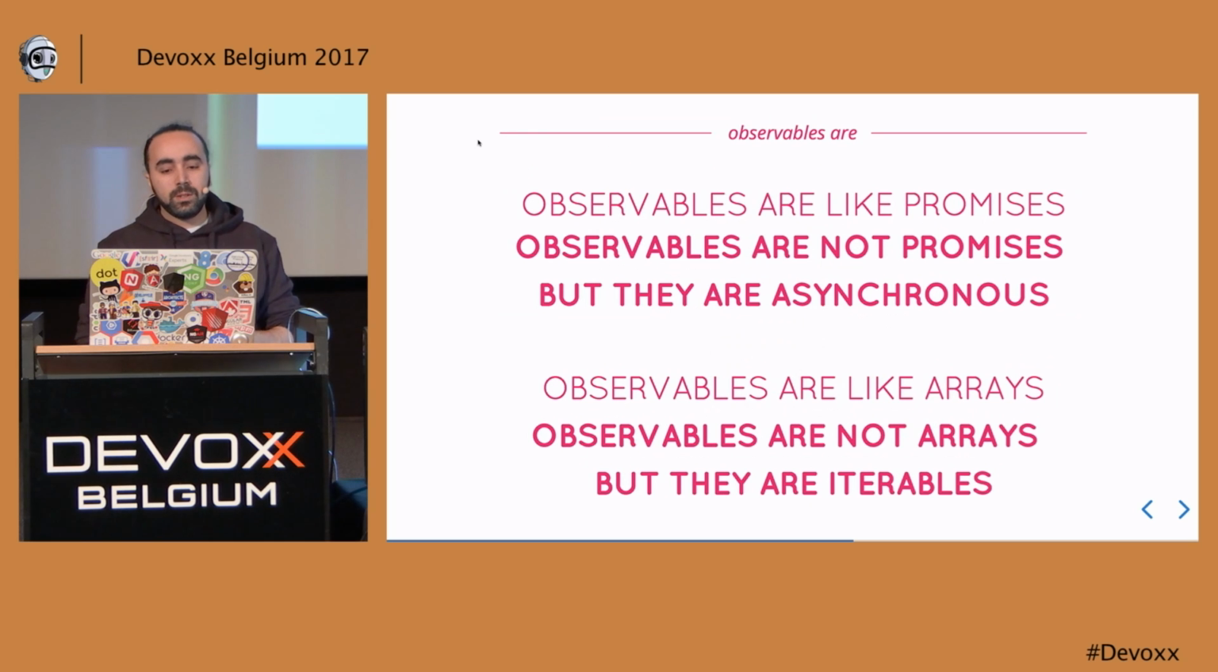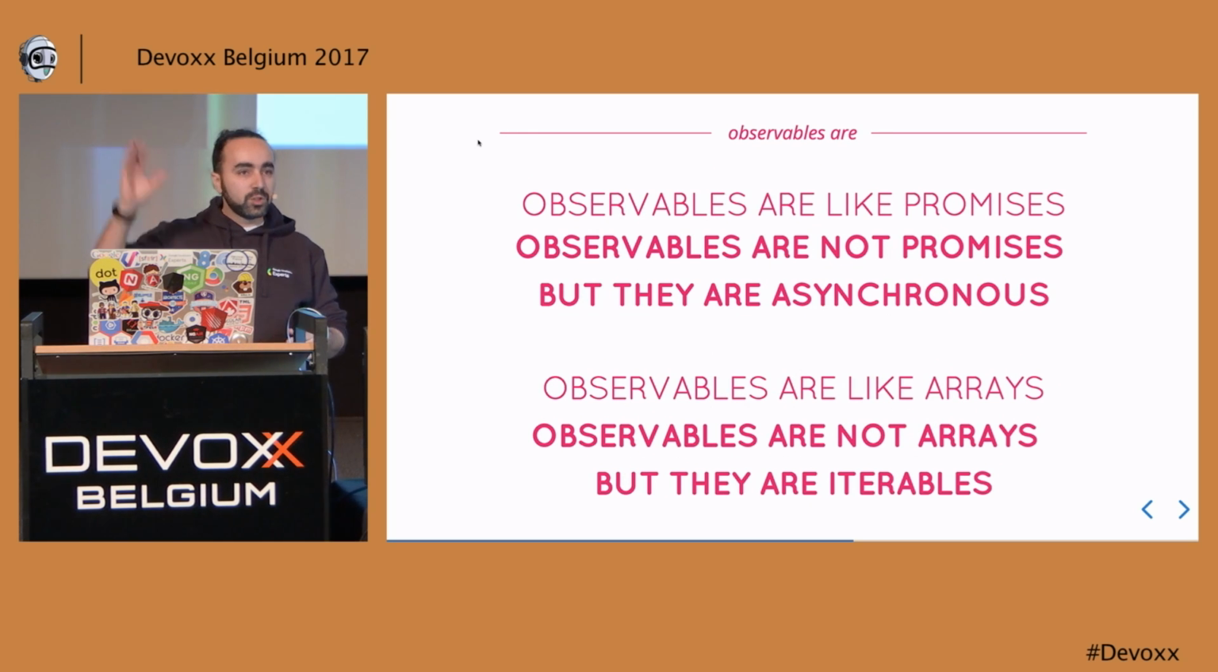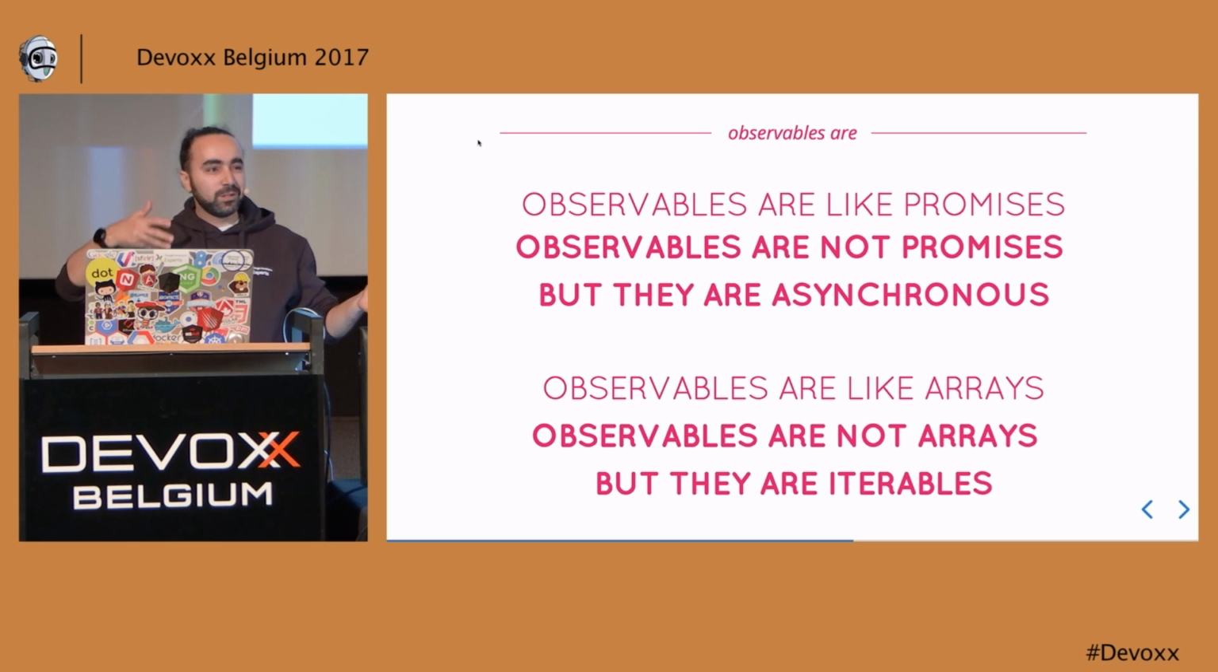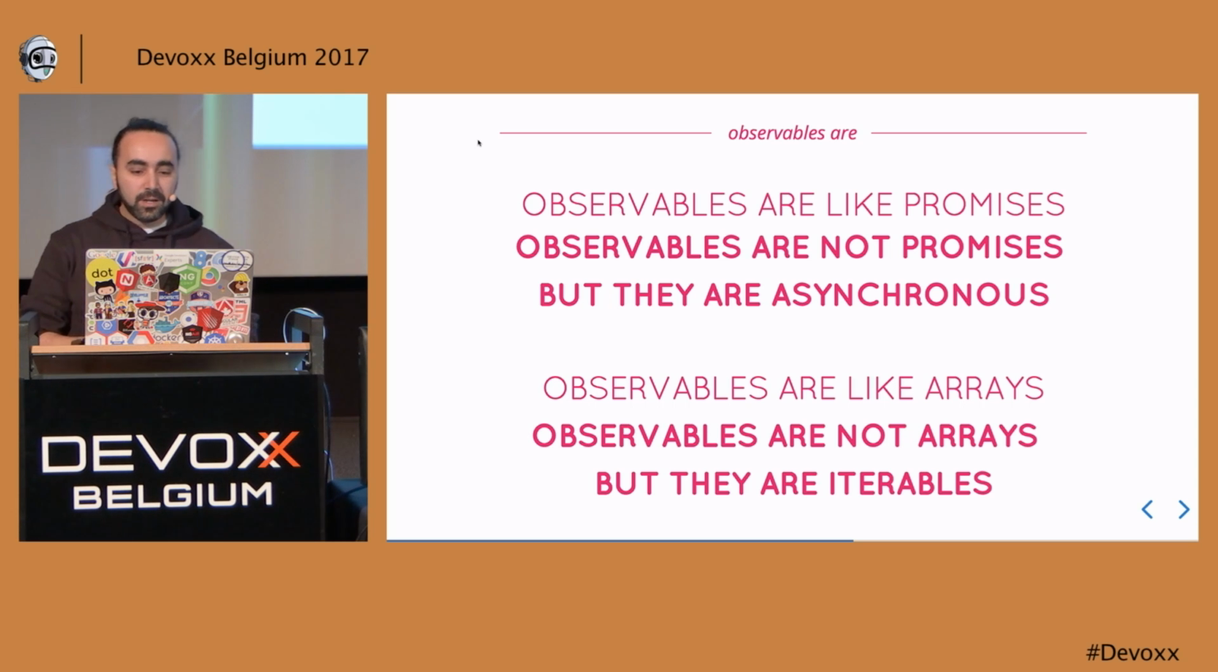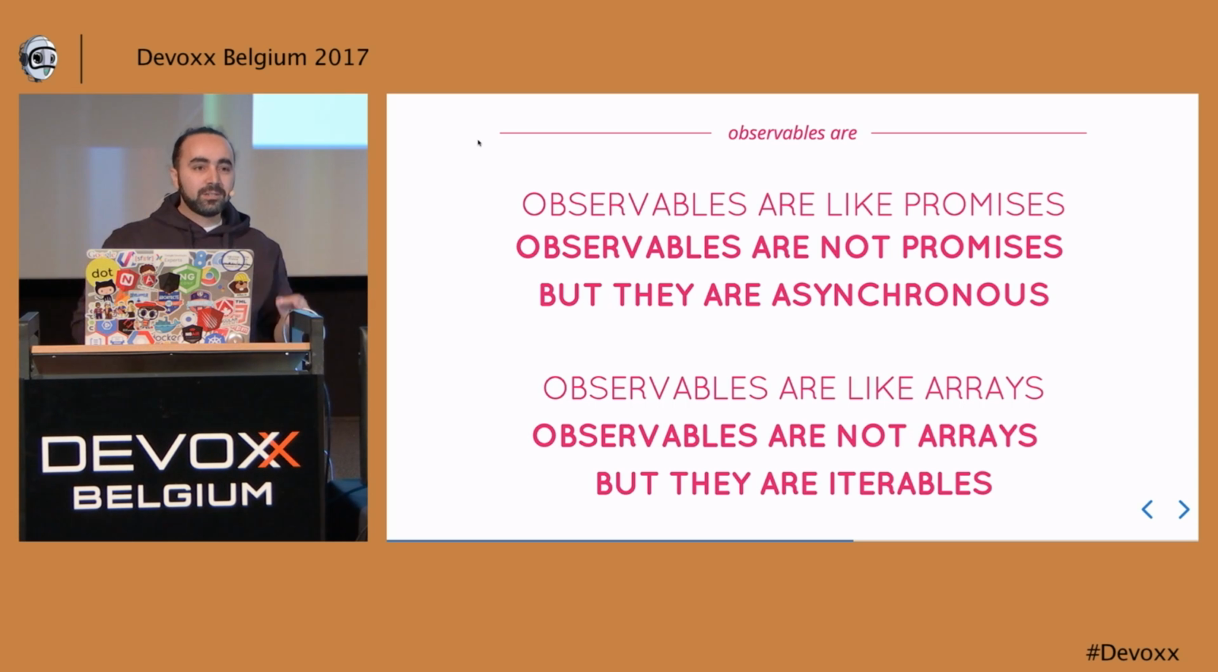So quickly, I like to define observables as being like promises, like features for Java developers. We call them promises on the JavaScript side. But they are not promises, they are just like them. But for sure they are asynchronous.